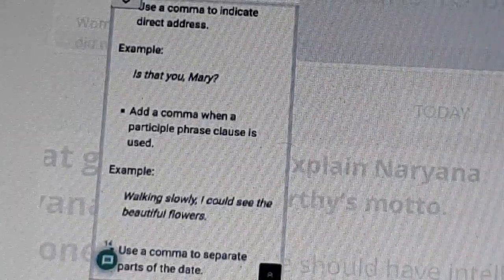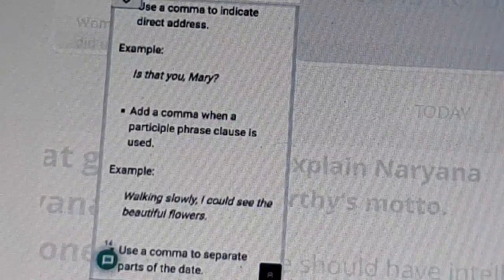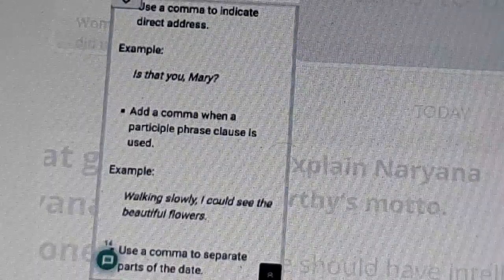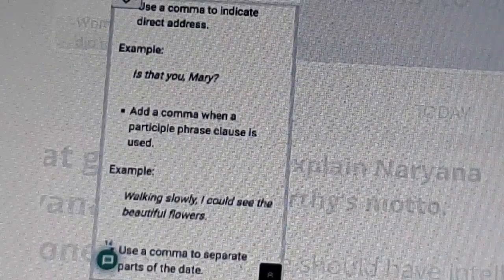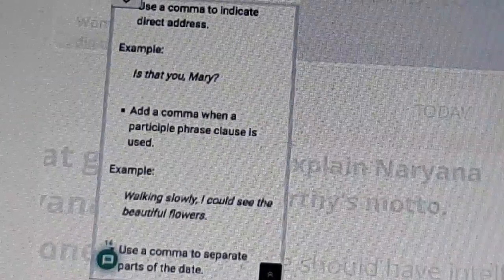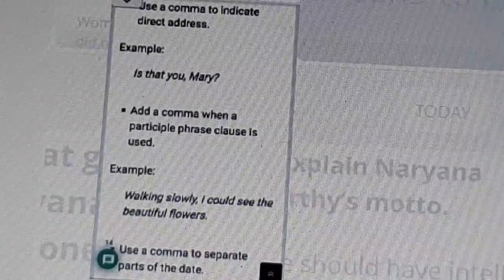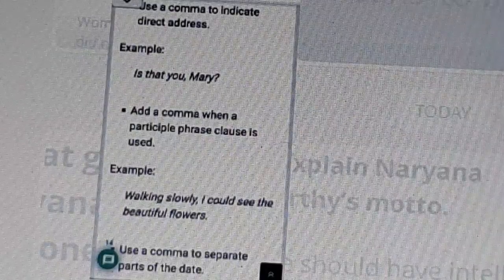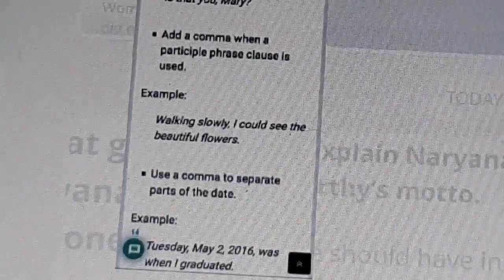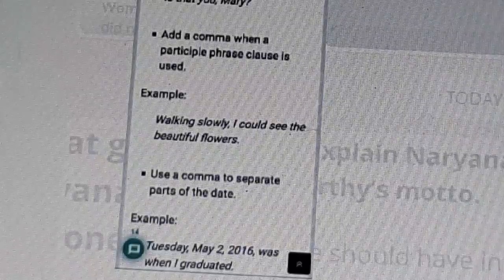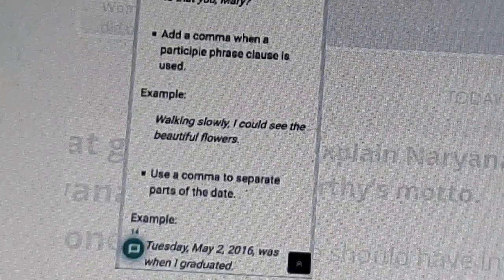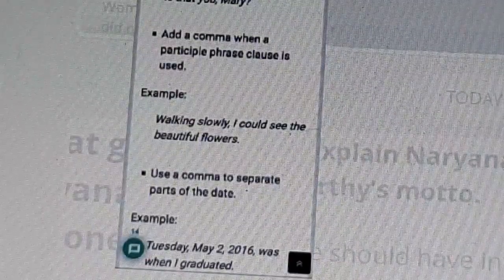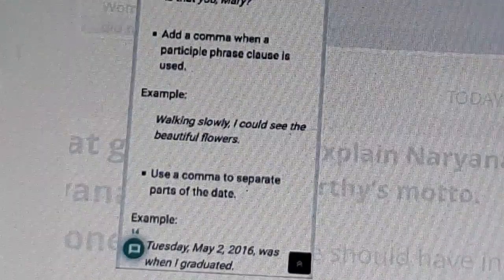Question mark. Add a comma when a participle phrase clause is used. Walking slowly, I could see the beautiful flowers. Here, to separate the participle phrase clause, we put a comma there. The example: Tuesday, May 2nd, 2016, was when I graduated.